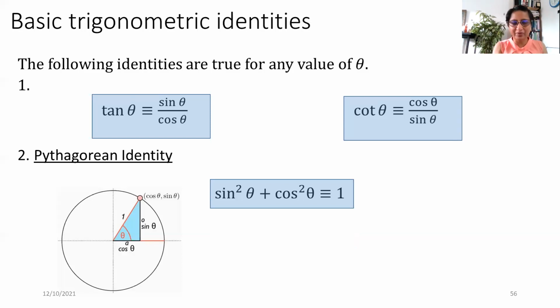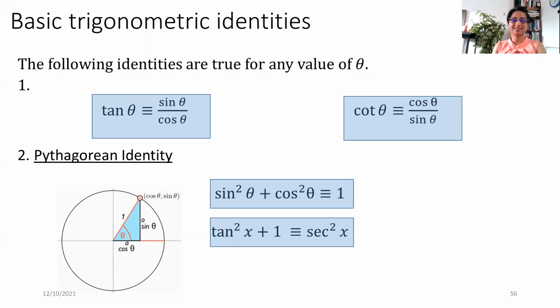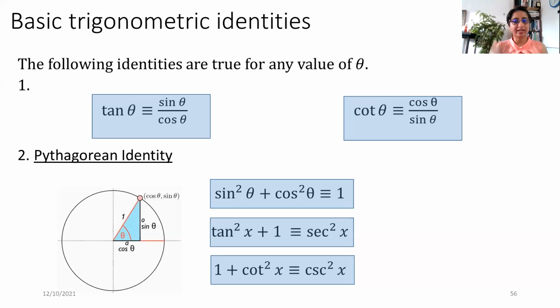And then if you divide the whole identity, every term in the identity, by cos squared theta, you get this. If you divide the whole thing by sine squared theta, you get that. I hope you saw that. They are not 3 separate identities. It's 3 versions. Okay.